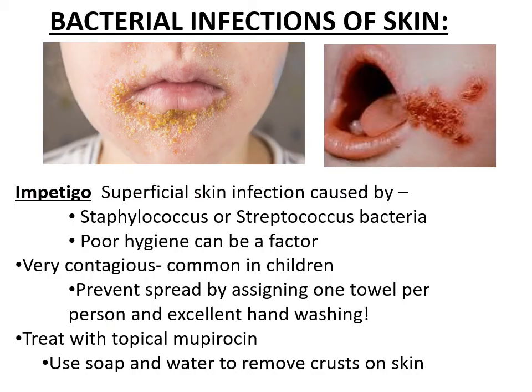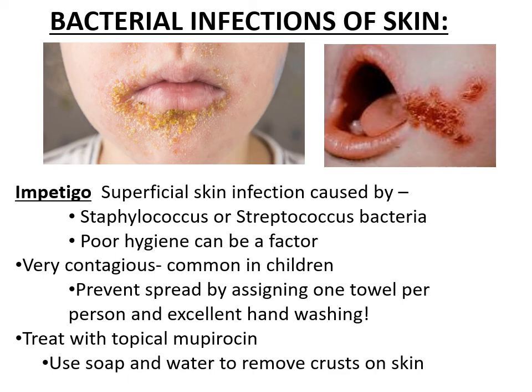Okay, let's talk a bit about bacterial infections of the skin. So the first one we'll talk about is impetigo. Impetigo is a very superficial skin infection. Okay, so it's right on the surface. It doesn't go deep into the tissue at all. And typically it's caused by Staphylococcus or Streptococcus bacteria. And in actual fact, those bacteria can often be on the skin normally, just living there and not causing any problems at all. When they get overgrown or they colonize and start to multiply more and more, it can lead to impetigo.